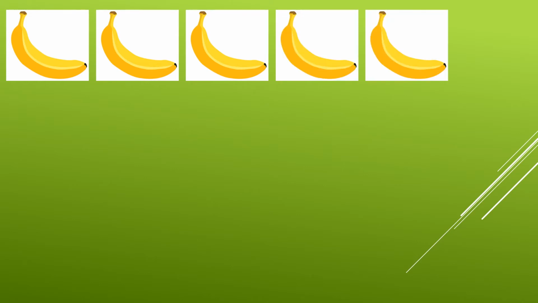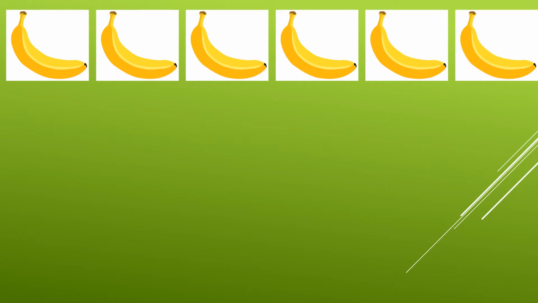Now that we've read our story 3 times, we know that the next step is for us to draw for our first number. In this example, our first number is 6. So we need to draw 6 bananas. 1, 2, 3, 4, 5, 6.